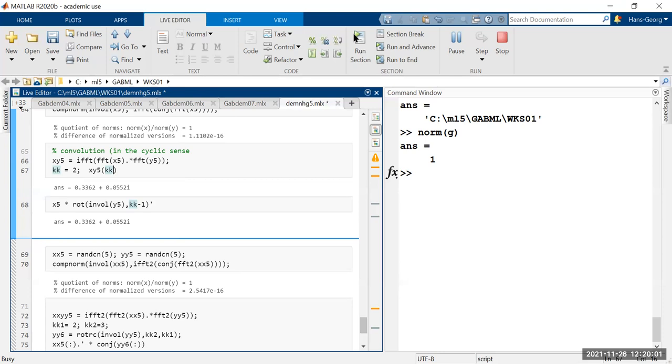So what is done here? Well, it's a scalar product between the first one, and here we are saying, well, take the second one, which is the y5. Then you take an involution. And then you rotate. But you remember that in the convolution product, the kk is going from 0, 1, 2, 3. So if I say kk2, then I mean the shift amount should be 1 only. And that's why I have to put this kk1.